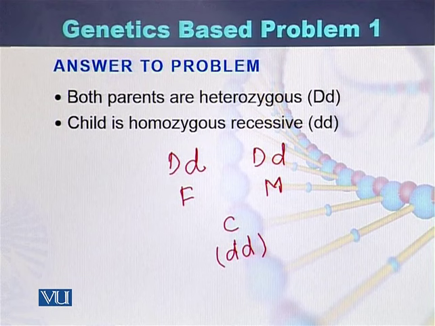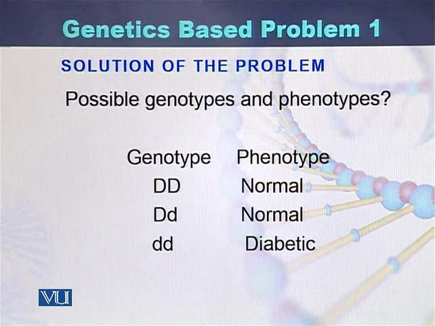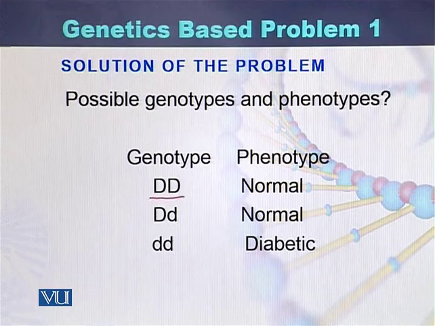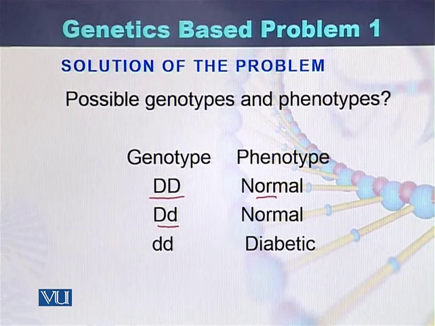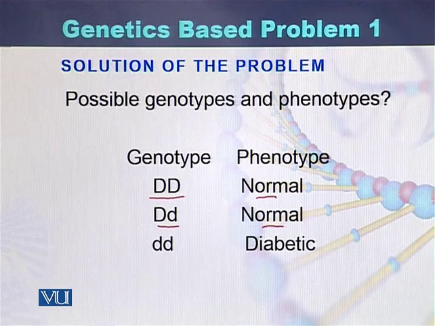If the parents are heterozygous, then they have a child who would be homozygous. So here we can see that if both the alleles are dominant, capital DD, then the phenotype will be normal. While if one of the alleles is dominant and one is recessive, heterozygous, then the phenotype would also be normal. While if both the alleles are recessive, then the child would be diabetic.